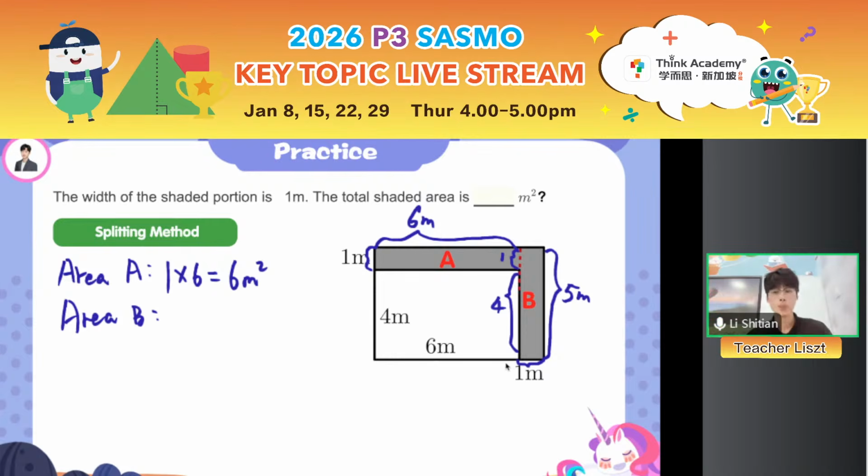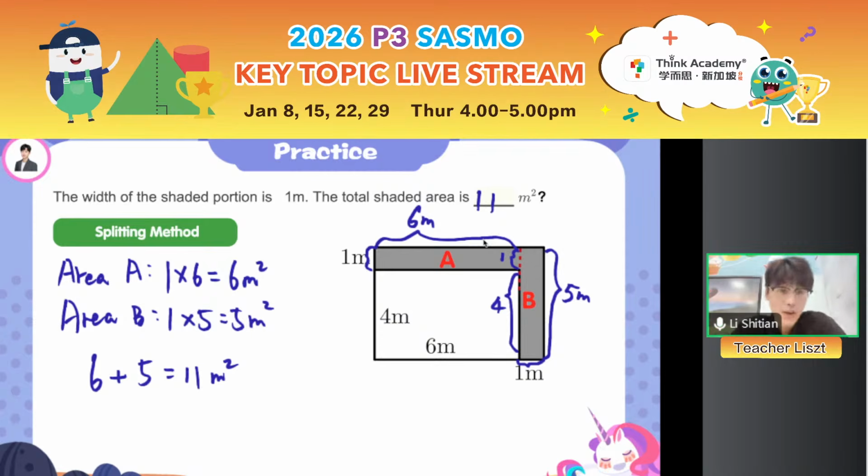So now we know the breadth of rectangle B, and we also know the length of it. Can you find out the area? Of course, right? Use the 1 times 5, which is equal to 5 meters squared. Okay, so now we know the area of A. We also know the area of B. Can you find out the total area of them? Of course, right? Use A plus B. Then we find out the answer. So we only need to use the 6 plus 5, which is equal to 11 meters squared, right? So the answer for this question is 11.